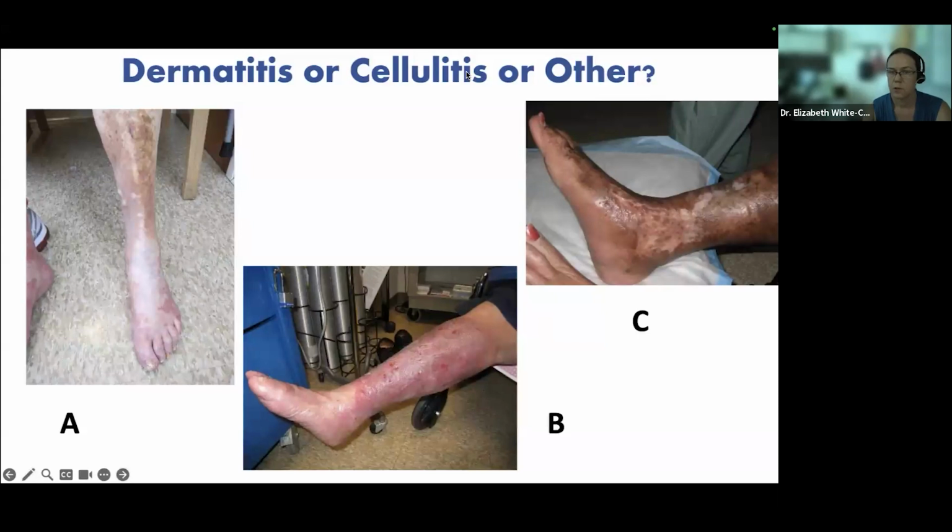Okay. So image A being dermatitis, I would agree with that. Image B, some people say dermatitis, some cellulitis. This is actually a great photo of lipodermatosclerosis, which you can have acute lipodermatosclerosis that can look like cellulitis. And then the last one, looking dermatitis or other, that's a great photo of atrophie blanche.